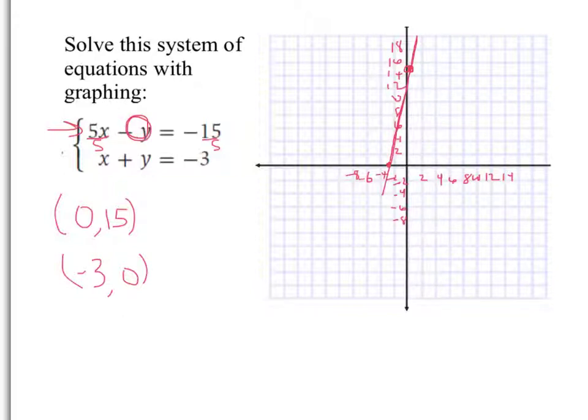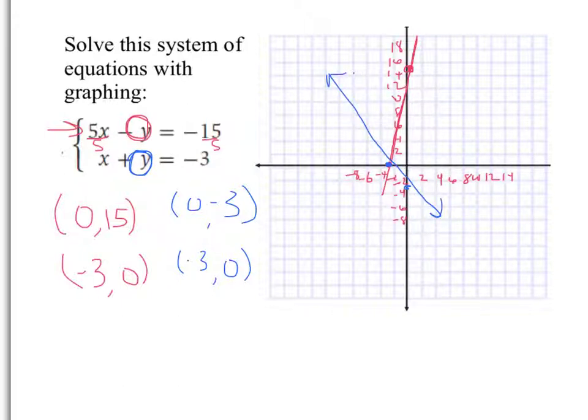And now I can graph my second line. Plug in a 0 for the x and a 0 for the y and see what happens. If x is 0, that says y equals negative 3. If instead y was a 0, we'd have x equals negative 3. That's tricky. Both the x and y intercepts are at negative 3. So I'll put an x-intercept at negative 3 and a y-intercept at negative 3. Draw the line through. We can see that the point of intersection is here.